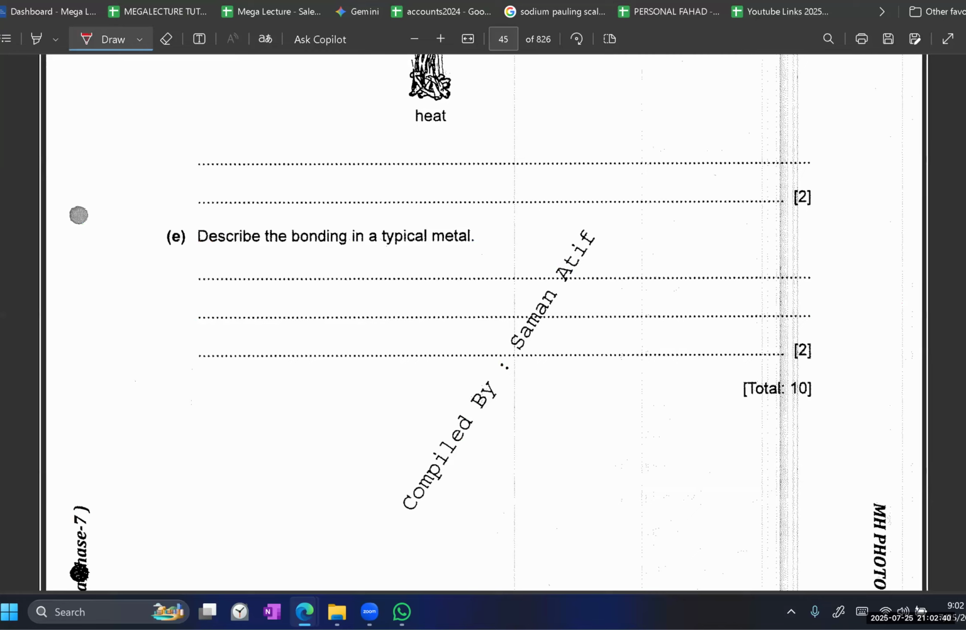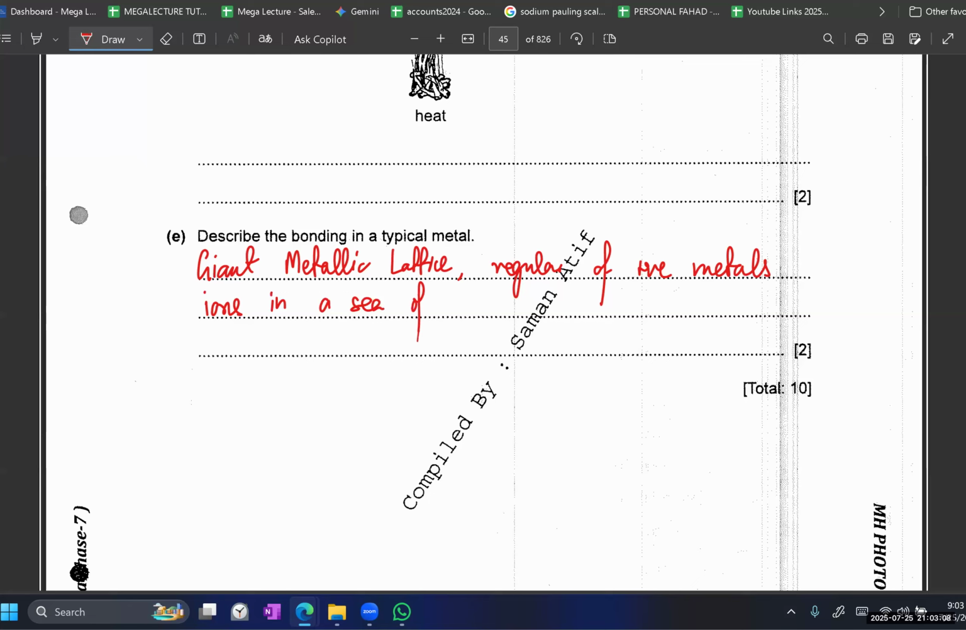So this is what you will write over here, the bonding in a typical metal. It forms a giant metallic lattice. So it's a regular arrangement, or a lattice, of positive metal ions in a sea of mobile or free moving or delocalized electrons. And the positive metal ions and negative electrons attract each other.